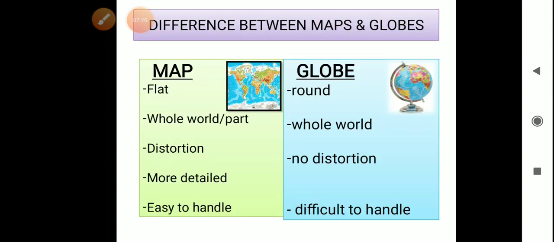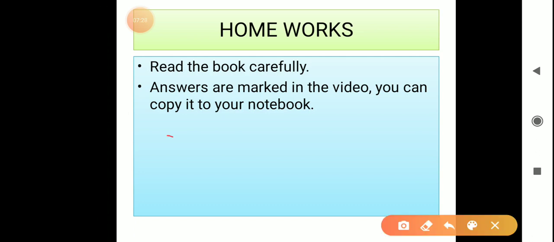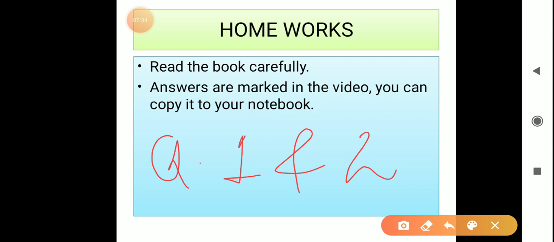Now it is the time for homework. First, all of you read the book carefully. That is the first homework for you. The second one, the marked question answers. Question answer number 1 and 2. Write them in your notebook and learn them by heart.